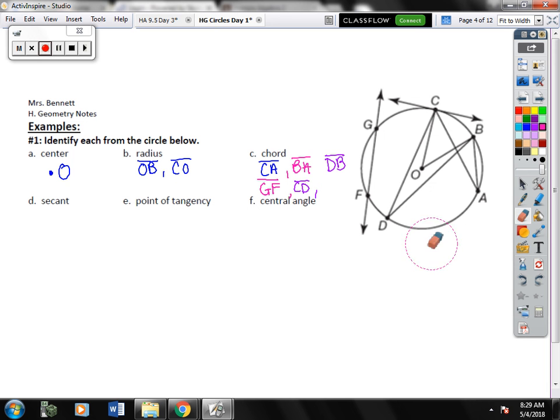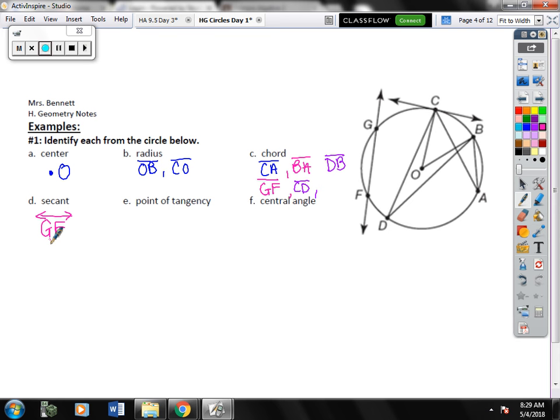You can identify the secant. The secant, remember, is like a chord, but it's a line instead of a segment. Noah? Line GF. Again, your notation is actually telling me you know what the secant means. So if you put a segment bar, you would lose points.